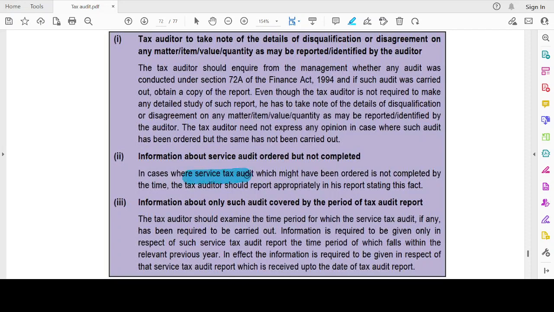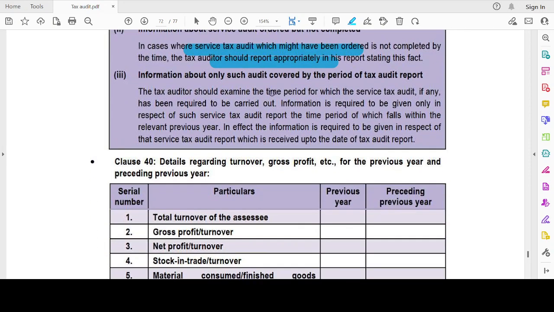In case a service tax audit might have been ordered but not completed, the tax auditor should report appropriately. He should examine the time period for which a service tax audit, if any, has been required to be carried out. Information is required to be given only if the time period of such service tax audit report falls within the relevant previous year. In effect, information is required to be given in respect of the service tax audit report which is received up to the date of the tax audit report.